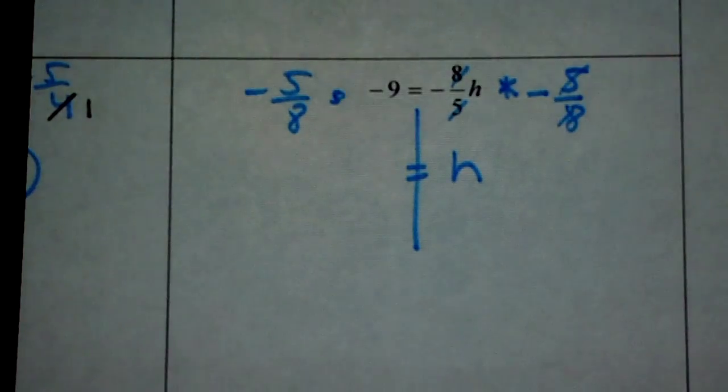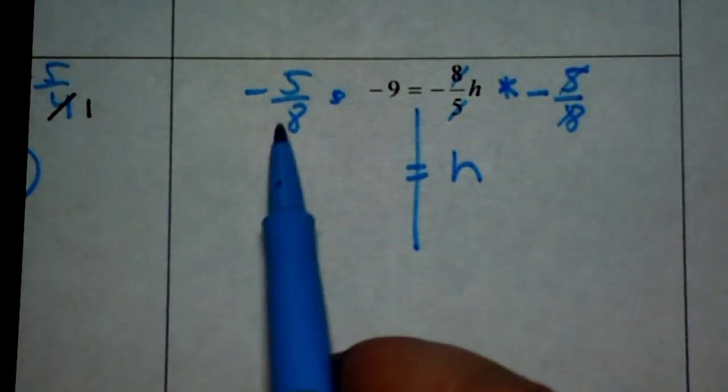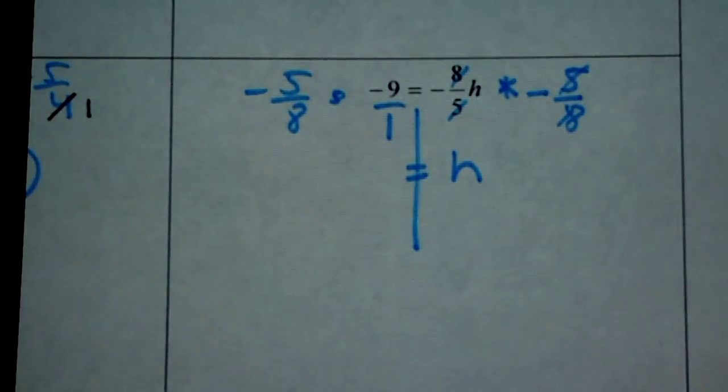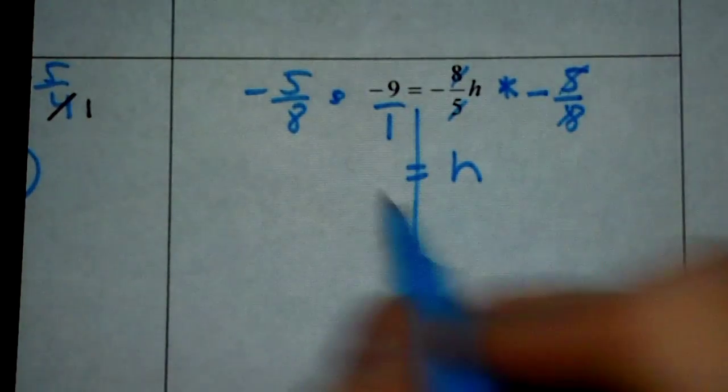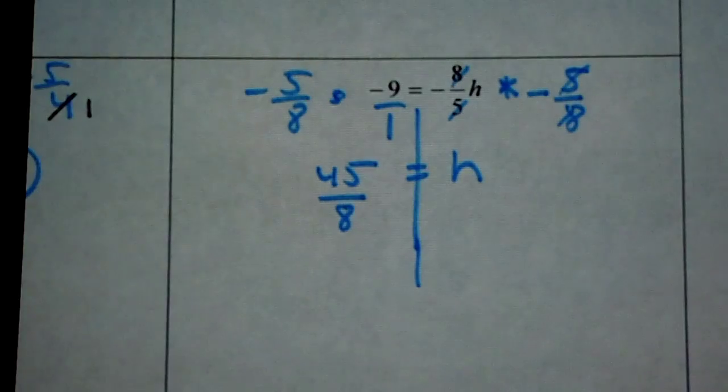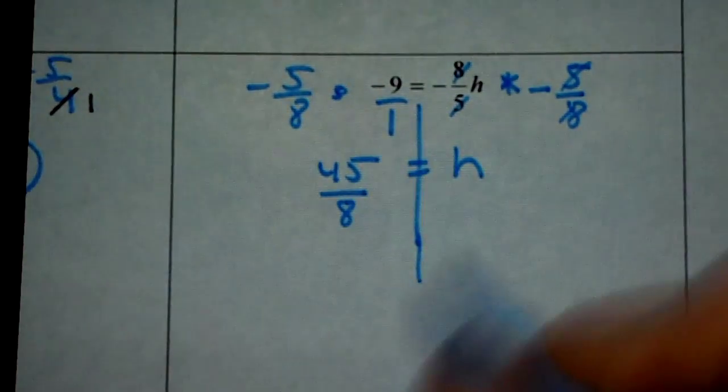So you can cross cancel, can you? No, there's no cross canceling with this one. So I have a negative multiplied by another negative. That means I'm going to get a positive. And 5 times 9 is 45. And 8 times 1 is 8. And that's improper. Improper is not okay. We want to be proper in math.